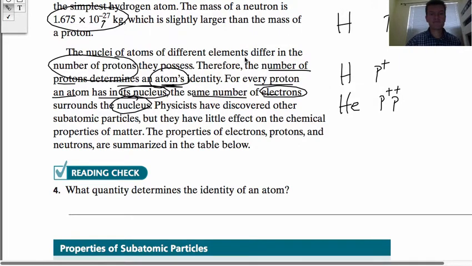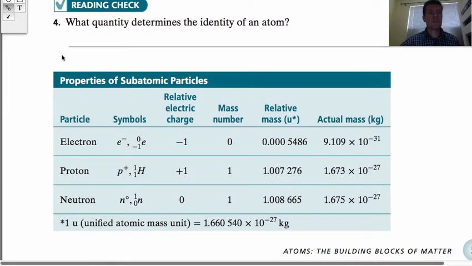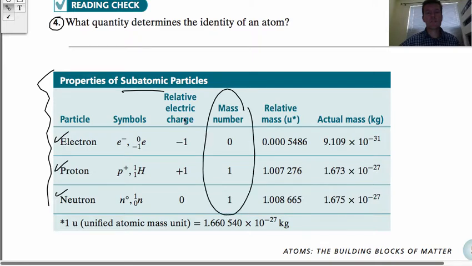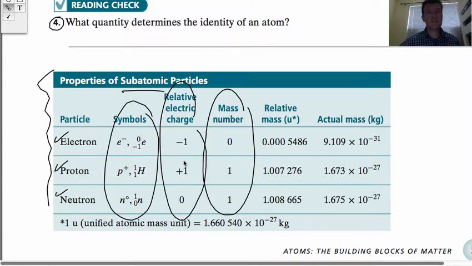Okay? All right, so you can read and answer this reading check here. And this is just a summary of all the subatomic particles. The electron, the proton, the neutron. Again, you don't need to know these masses. You don't need to memorize them. You should know the mass number. You should know their charge. And you should know the symbols that are used to identify those different subatomic particles.